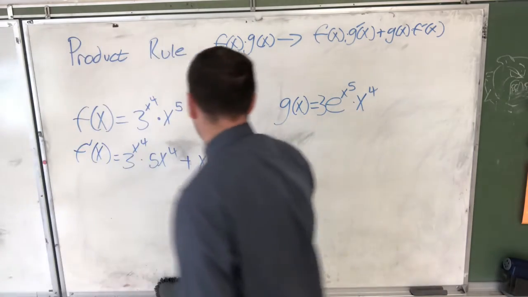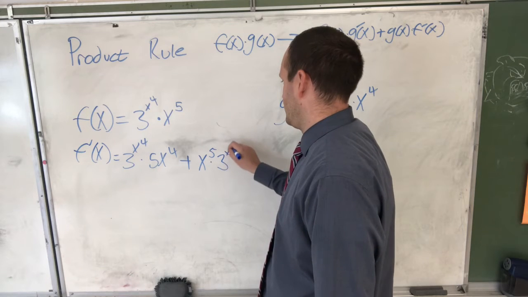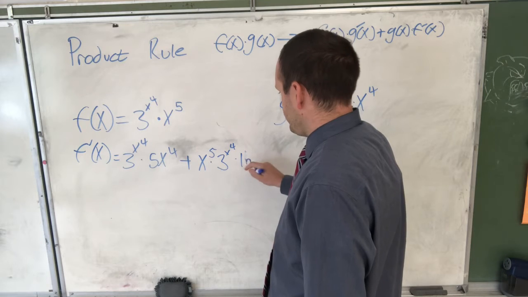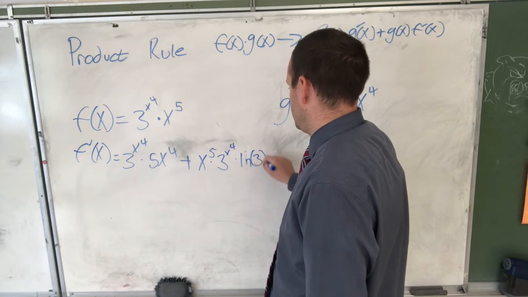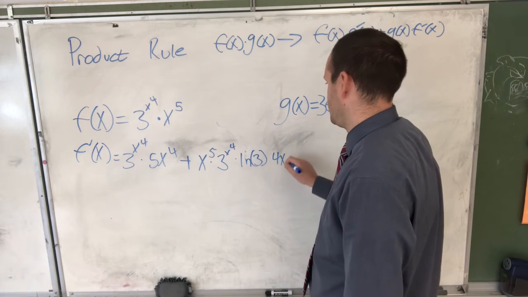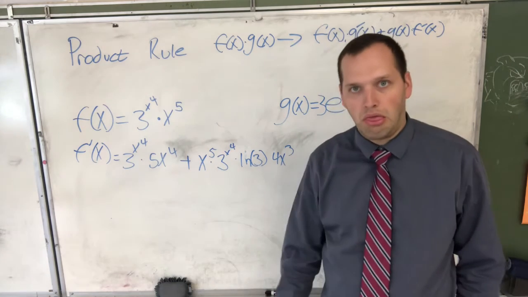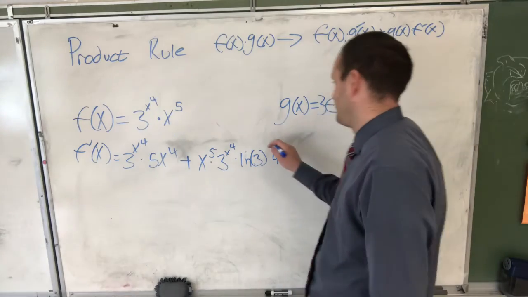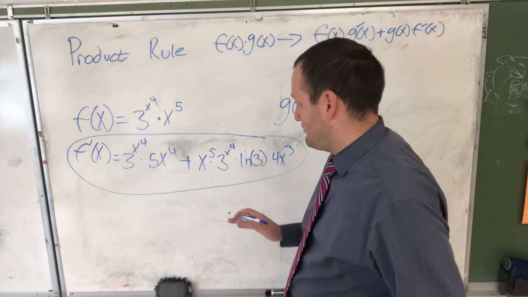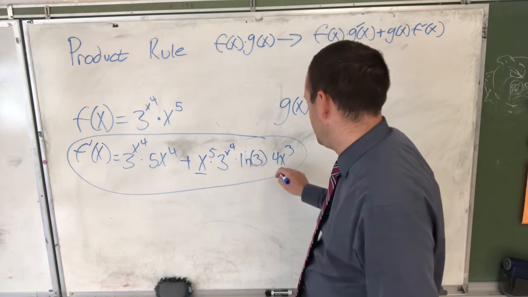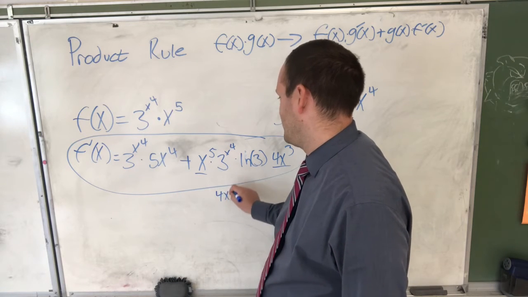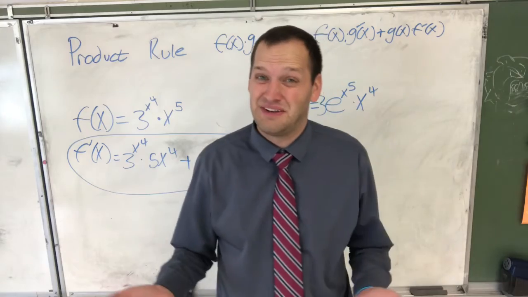The derivative of the first would be 3x to the 4th times the ln of 3 times the top, that would be 4x cubed. Whew. Now, if you need to simplify it a little bit, you technically could, this x to the fifth and 4x cubed would combine, they would make 4x to the eighth. But aside from that, there's really not any simplifying you can do with these.